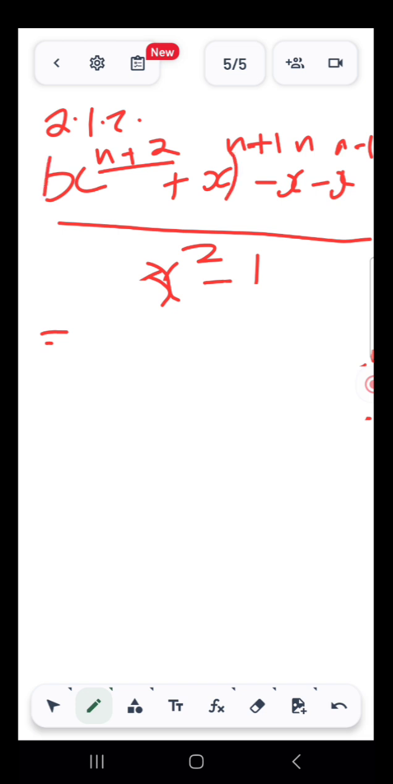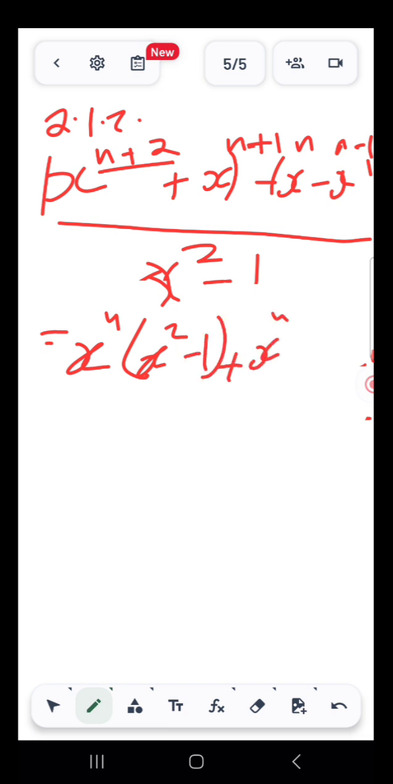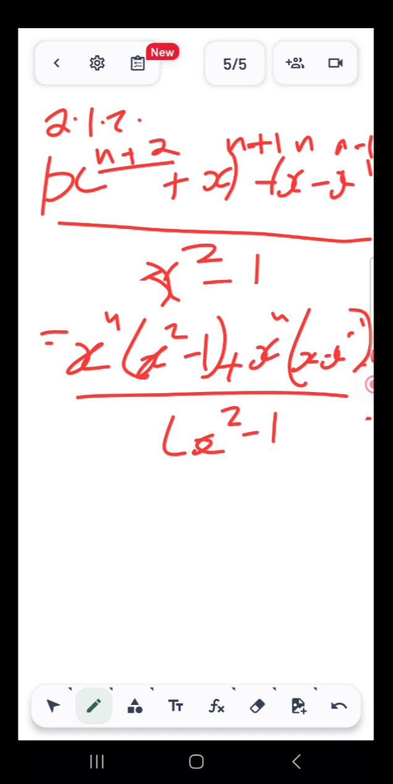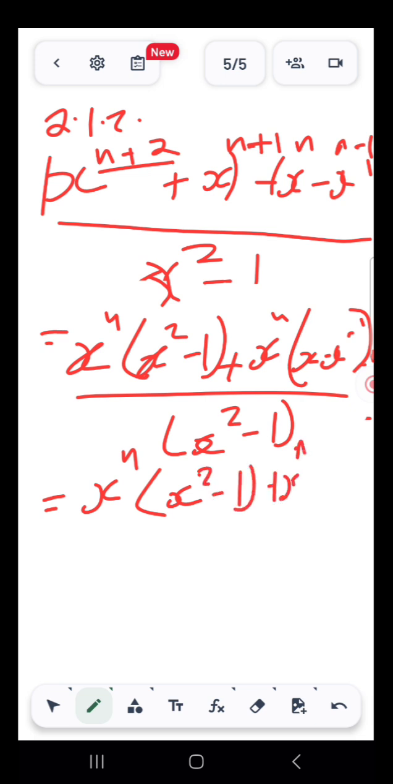we group them, then we take out the common factor, which is x to the exponent of n, leaving x squared minus 1, plus x to the exponent of n, leaving x minus x to the exponent of minus 1, all over x squared minus 1, which then equals x to the exponent of n, x squared minus 1, close bracket, plus x to the exponent of n, x squared minus 1, all over x, manipulating my exponents, n, all over x squared minus 1.